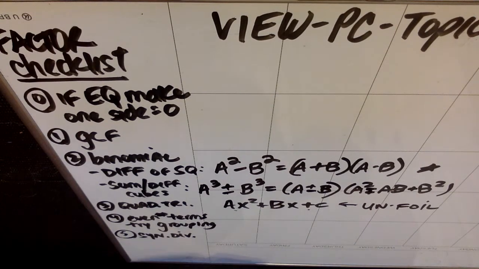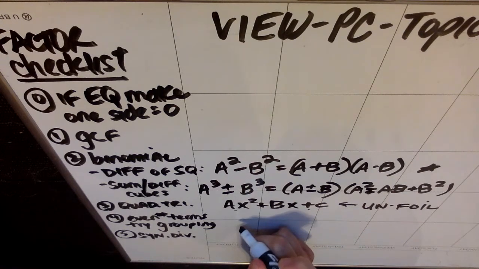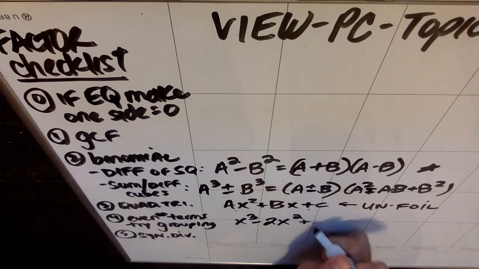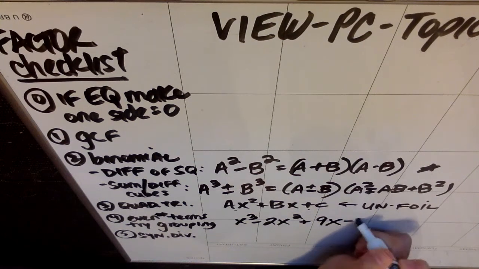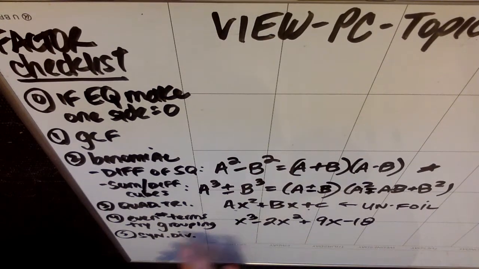The fourth thing to look at is if we have an even number of terms. So, for example, if I had something like x cubed minus 2x squared plus 9x minus 18, see how there are 4 terms? Then I might be able to factor by grouping, and that's why I wrote try grouping. And we'll do some examples of that in a sec.